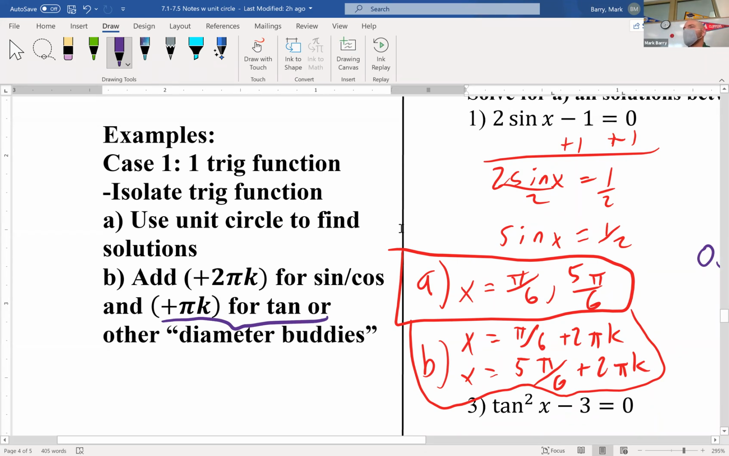All right, so what's a diameter buddy? Well, that's actually not a technical math term. That's a Mr. Barryism right there. I kind of just made that term up.